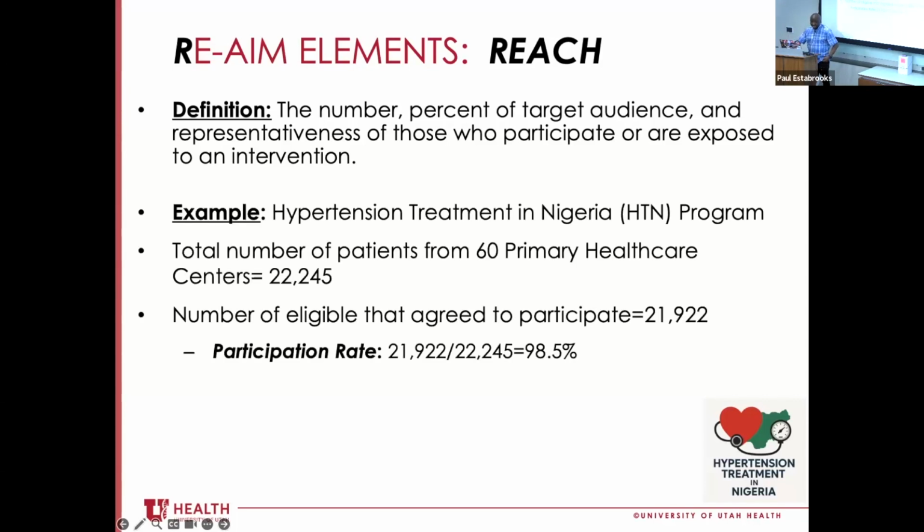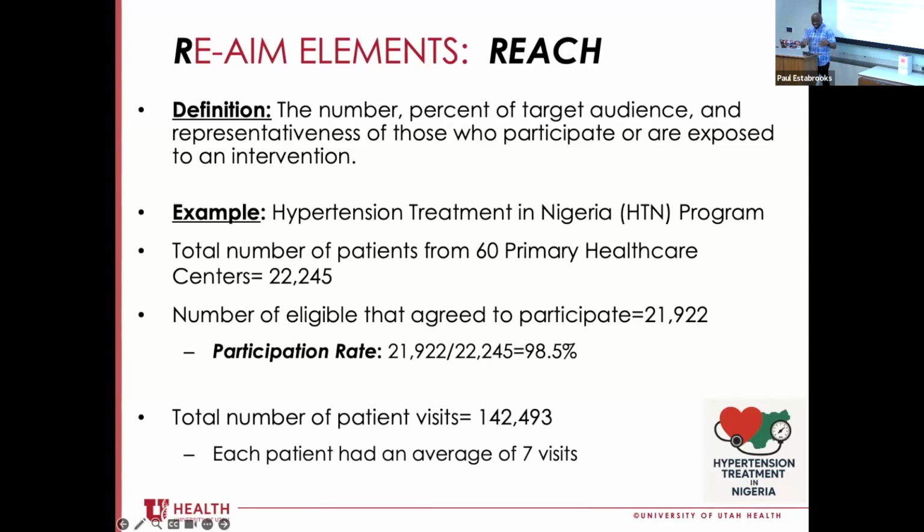From our study, the total number of patients from the 60 primary healthcare centers that were eligible was 22,245. The number of those who agreed to participate was 21,922. So we have a participation rate of 98.5%, which was pretty high in this population. For the entire duration of the study, we had a total number of patient visits of 142,493. So each patient had an average of 7 visits, which was a lot of work, but it was pretty good.